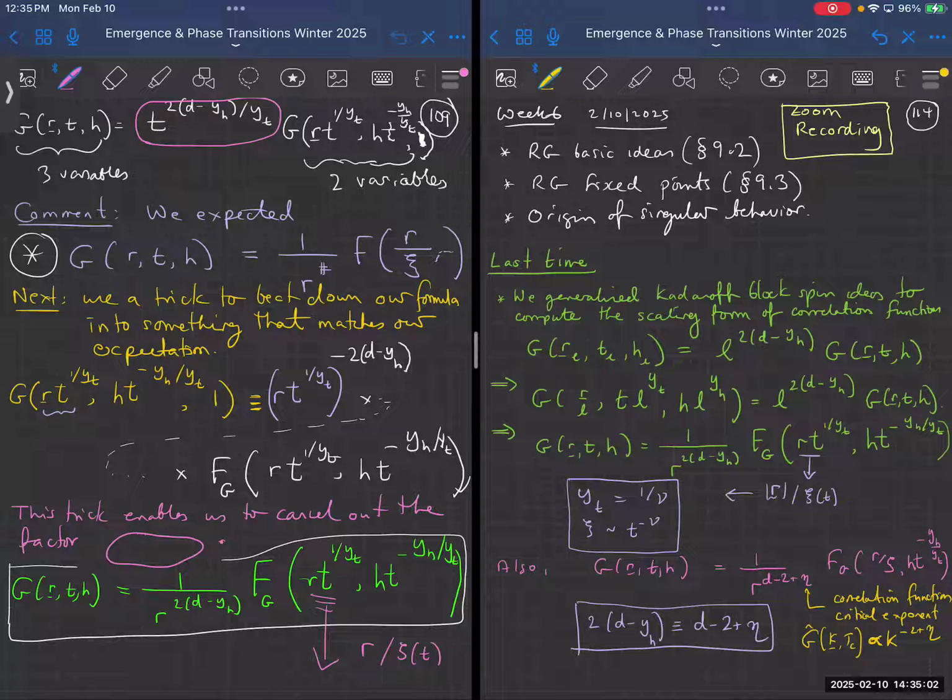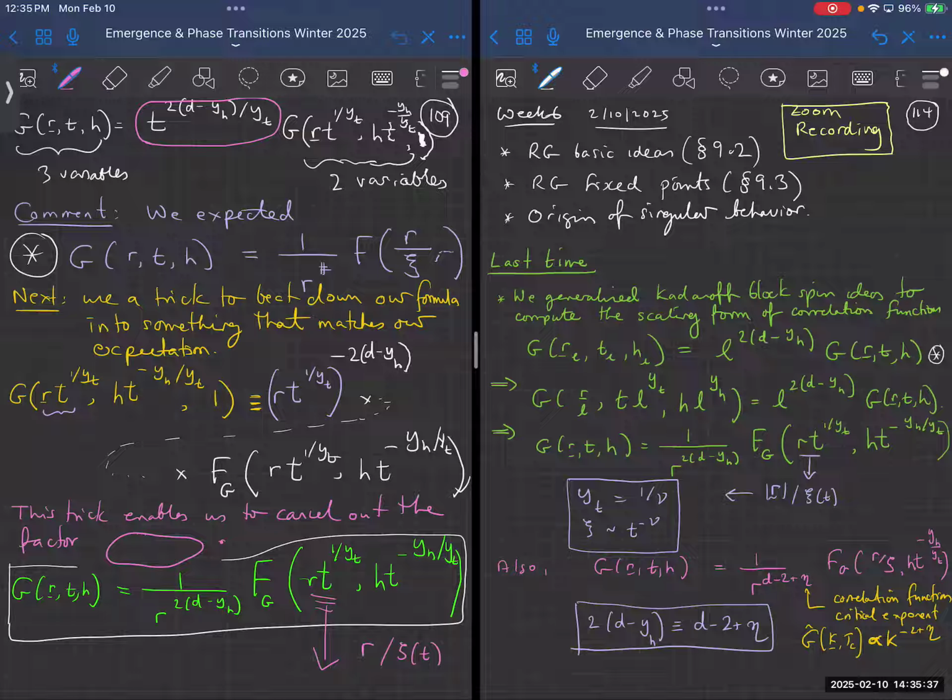Last time we continued Kadanoff's block spin ideas, and we extended them to look at correlations. We spent a bit of time talking about scaling laws in correlation functions. In particular, we discussed how the two-point correlation function, after you've done a coarse graining by a scale L, relates to the correlation function at the microscopic scale. After some calculations, we obtained the formula shown over here.